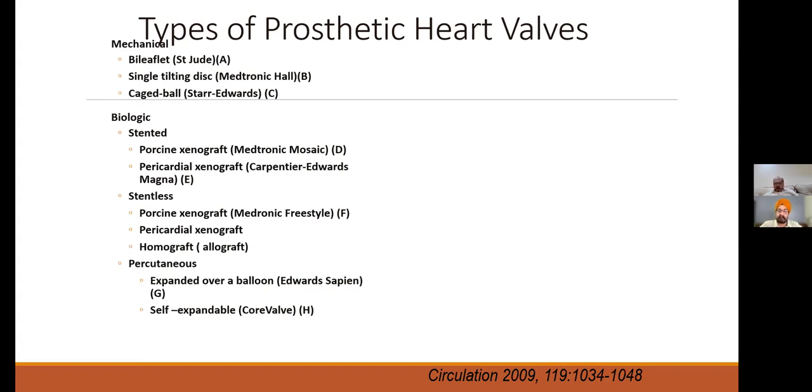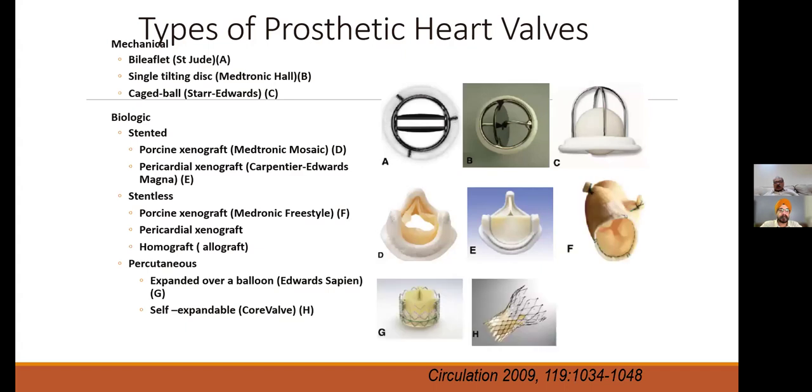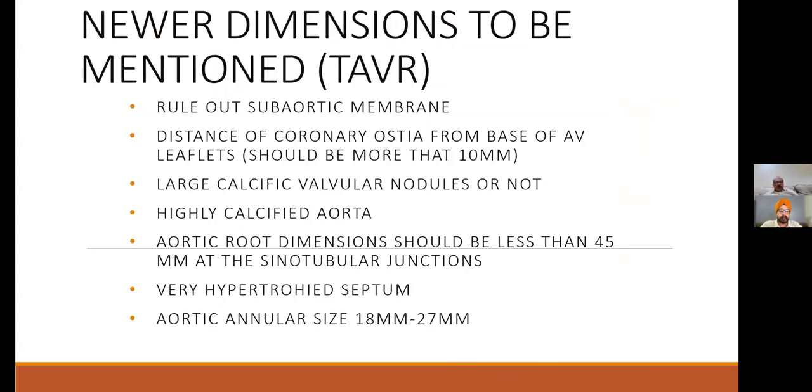These are the types of heart valves, many of them, but what is now available is TAVR. And when you are doing TAVR, you must mention these things. You have to rule out a subaortic membrane. The distance of coronary ostia from the base of the aortic leaflet should be more than 10 millimeters. If you are able to document it on transesophageal, well and good. Otherwise, don't hesitate to do a CT scan. Large calcific valvular nodules or not.